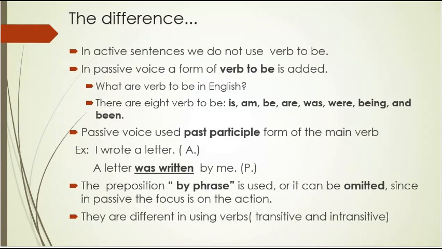Moreover, in active sentences, we don't use the verb to be. In passive voice, a form of the verb to be is used. What are the verb to be in English? There are 8 verb to be in English. These are, as you have seen here listed, 8 of them.